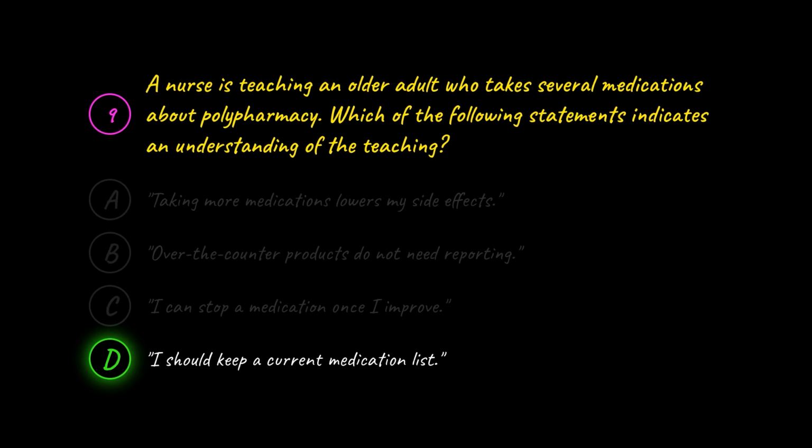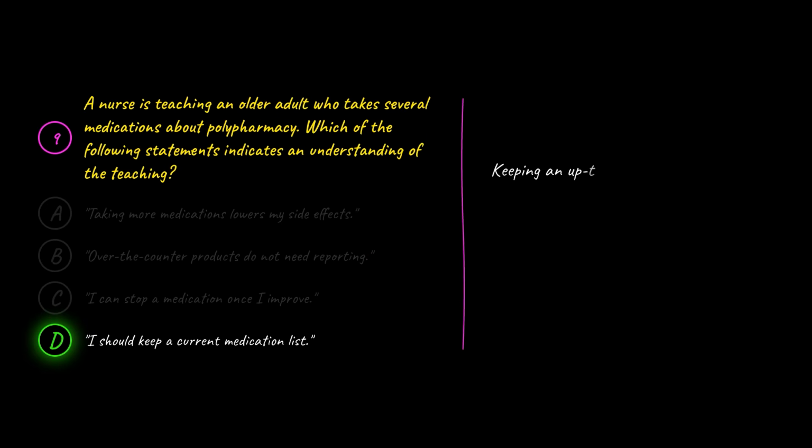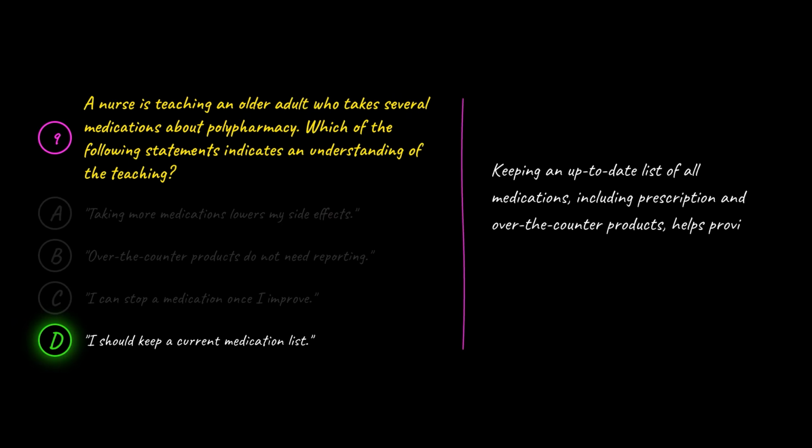The correct answer is D. I should keep a current medication list. D is correct because keeping an up-to-date list of all medications, including prescription and over-the-counter products, helps providers spot interactions and prevent duplication. This is a sound strategy for an older adult who is managing polypharmacy and its many risks.